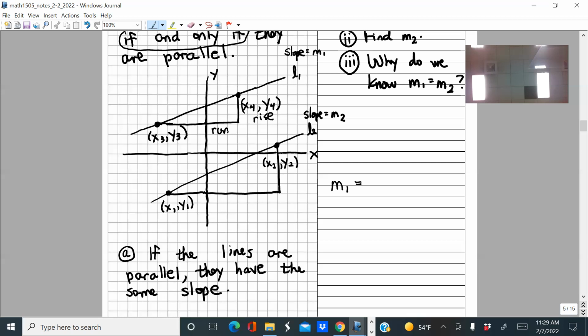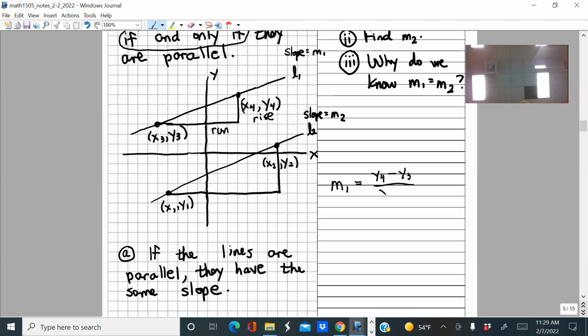Okay. And well, what is the calculation for the rise? Well, you take the difference in the y coordinates, right? See, right, Mohammed? That's what I was confusing you with a moment ago. So you take the difference in the y coordinates, right? Y4 minus y3 in this picture. They're the 2 y coordinates, right?